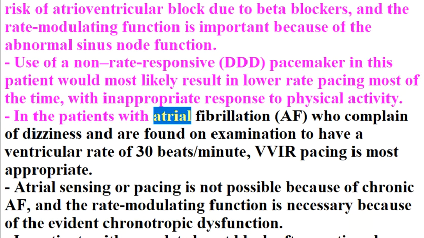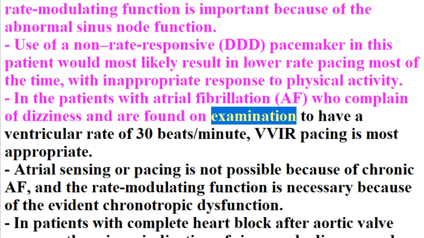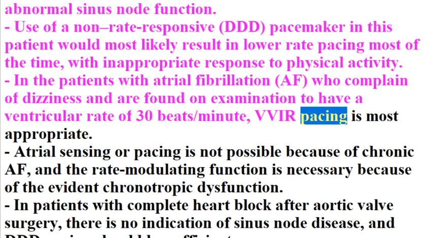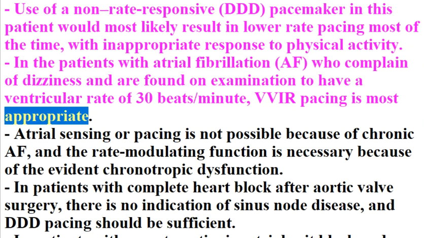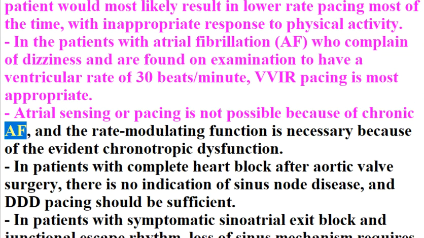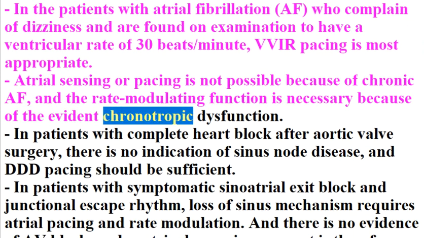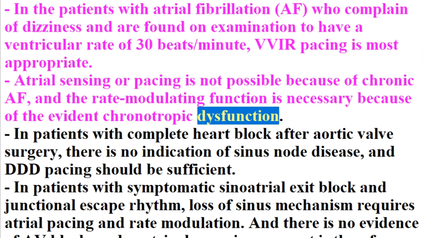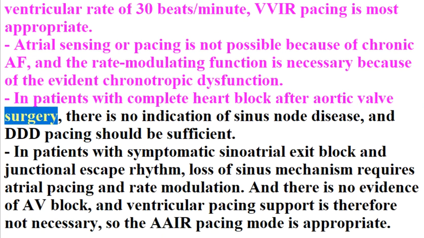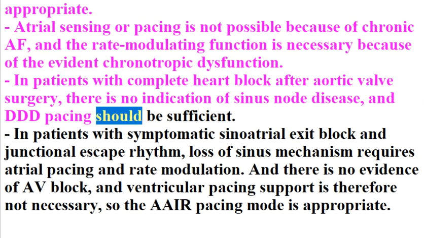In the patients with atrial fibrillation, AF, who complain of dizziness and are found on examination to have a ventricular rate of 30 beats/minute, VVIR pacing is most appropriate. Atrial sensing or pacing is not possible because of chronic AF, and the rate modulating function is necessary because of the evident chronotropic dysfunction. In patients with complete heart block after aortic valve surgery, there is no indication of sinus node disease, and DDD pacing should be sufficient.